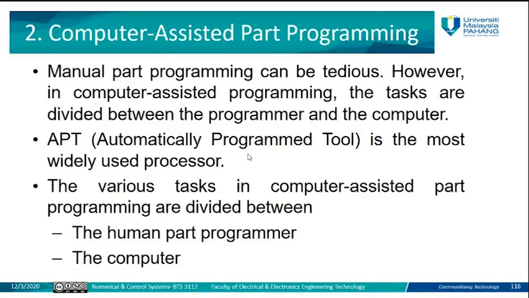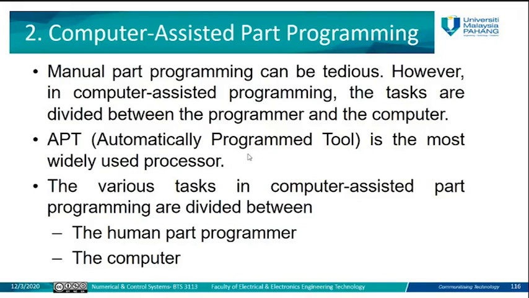And when we say computer assisted, here the development of the program will be shared between the computer and the human. So the human, or the programmer, will do some tasks. The rest of the tasks will be done by the automatically programmed tool. This automatically programmed tool is a computer-based tool used to develop the program for the CNC machine.